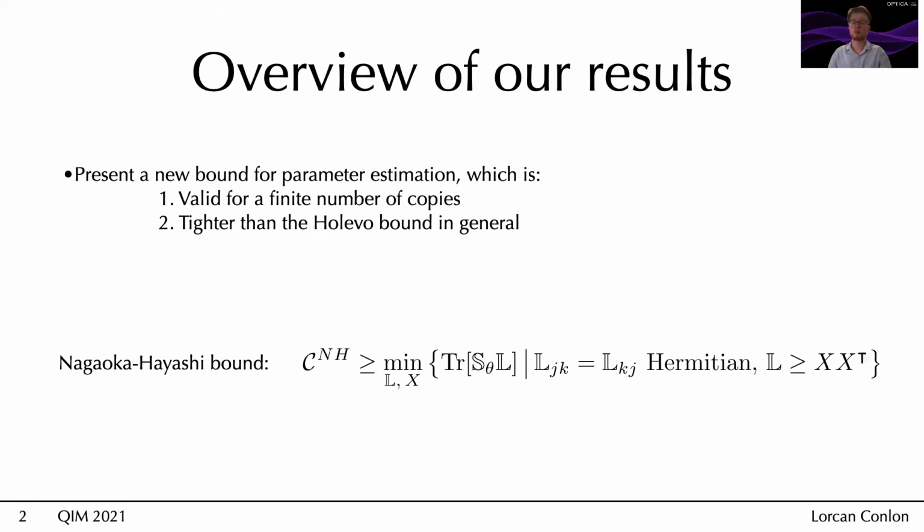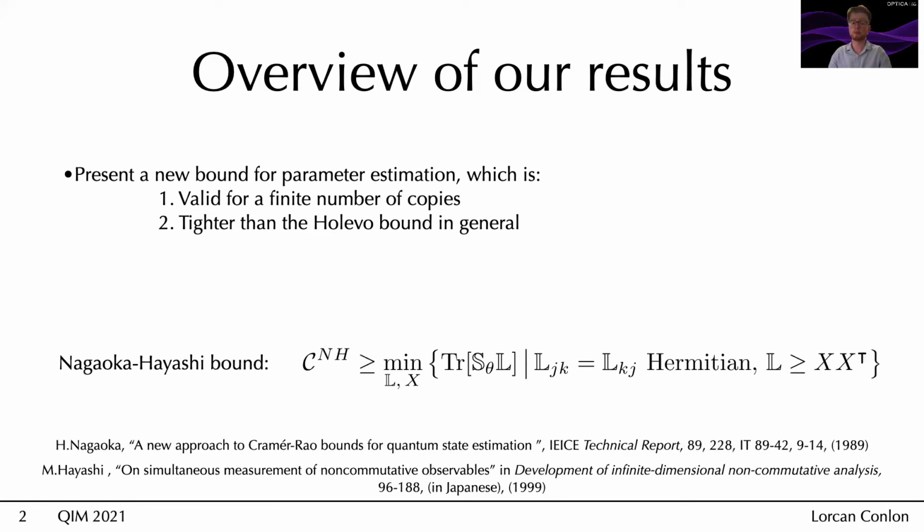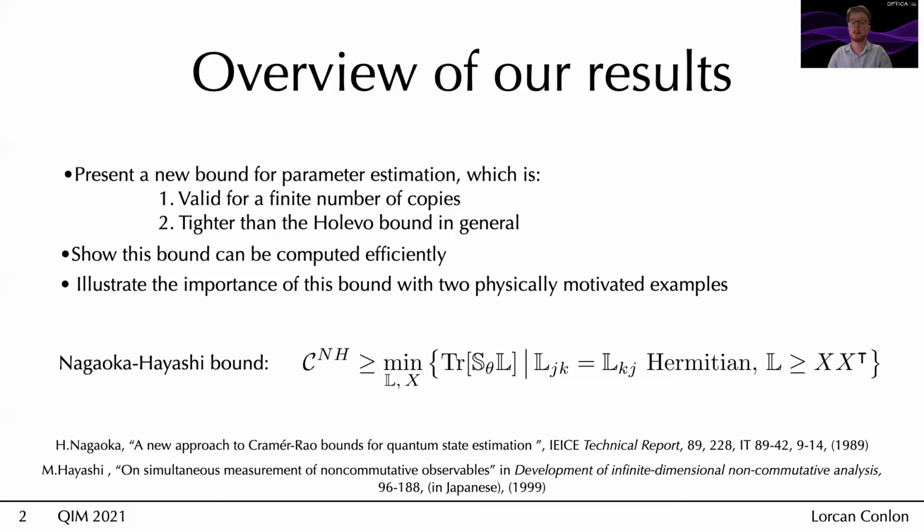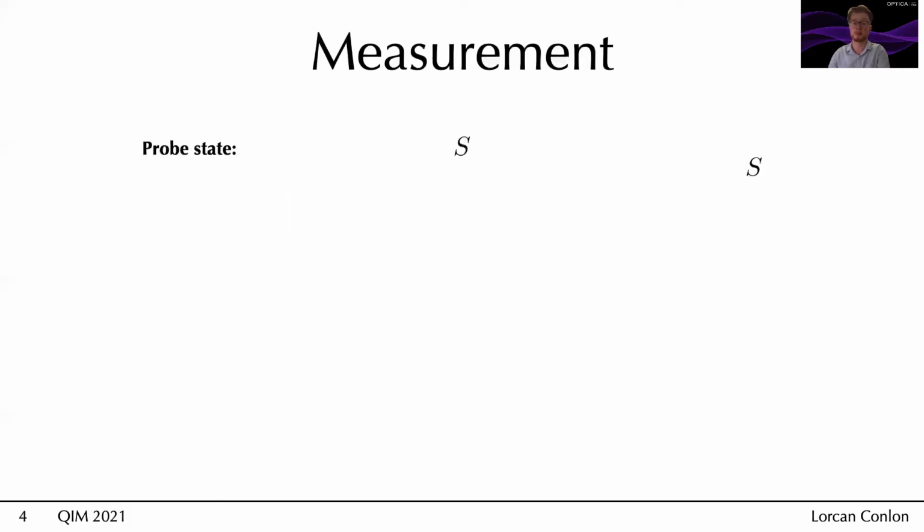We named the bound in this way after two important papers. The original separable measurement bound was introduced by Nagaoka for the estimation of two parameters. For the case of estimating physical observables, Hayashi extended the original Nagaoka bound to more than two parameters. And our contribution is to write down the generalized Nagaoka bound for parameter estimation based on Hayashi's method. We have further shown that this bound can be computed efficiently, making it easily accessible. And finally, we've illustrated the importance of this bound with two physically motivated examples.